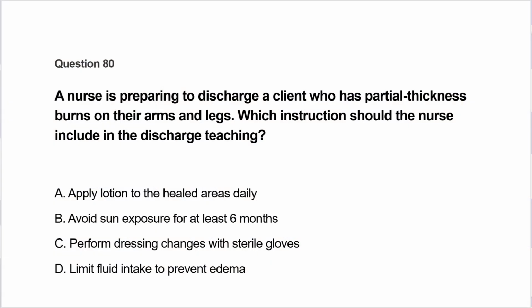80. A nurse is preparing to discharge a client who has partial thickness burns on their arms and legs. Which instruction should the nurse include in the discharge teaching? A. Apply lotion to the healed areas daily. B. Avoid sun exposure for at least 6 months. C. Perform dressing changes with sterile gloves. D. Limit fluid intake to prevent edema.